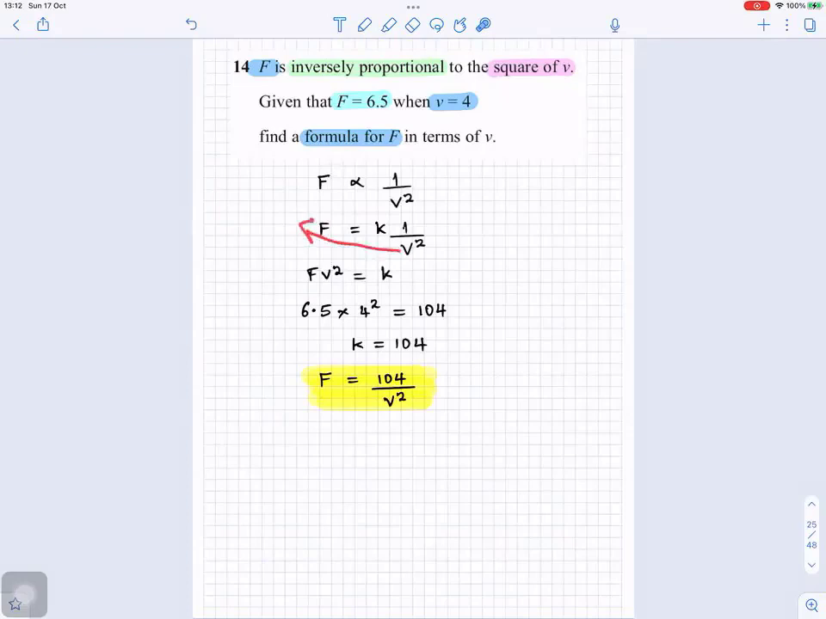Take V squared to the left. F times V squared is equal to K. Now, F is 6.5, V is 4. 6.5 times 4 squared equals 104. So that means K is 104. So you can write it as F equals 104 divided by V squared.